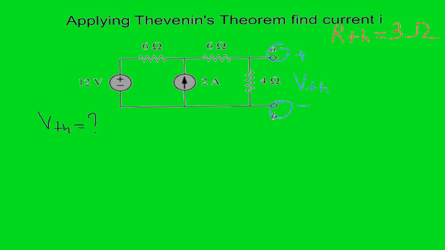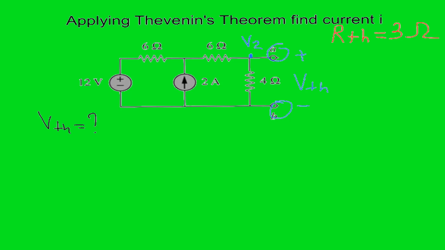Looking into the circuit, we can see that VTH is the same as the voltage across the 4 ohm resistor, so across this branch, and that means that this voltage is the same as the voltage on this upper node. Let's call it V2.